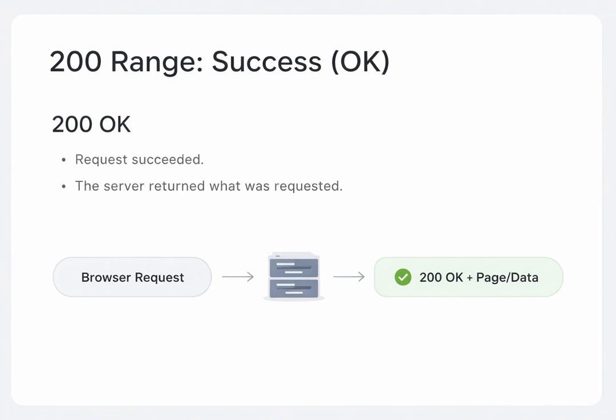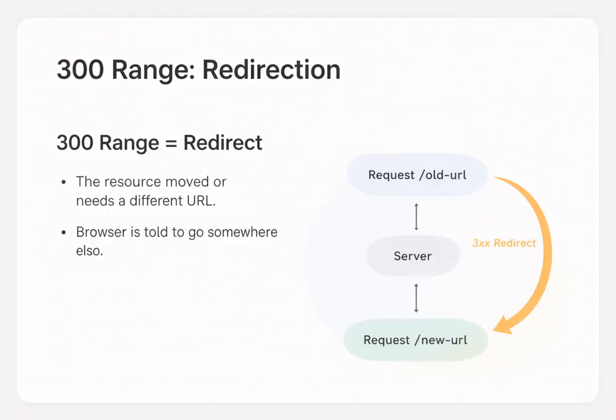When you request a page or data and everything works, the server responds with a 200-level code and returns the content you ask for. For the 300 range, the tutor explains that it indicates redirection. Instead of directly returning the final page, the server tells the browser to go to a different location, like when a URL changes or when a site forces HTTP to HTTPS.